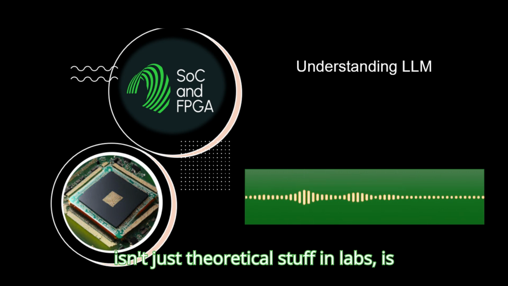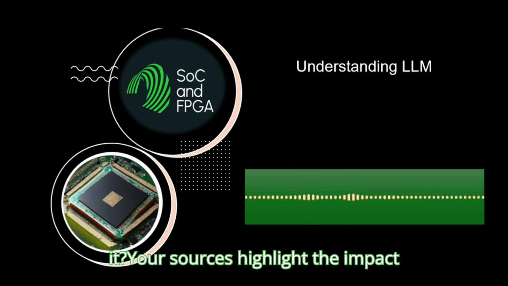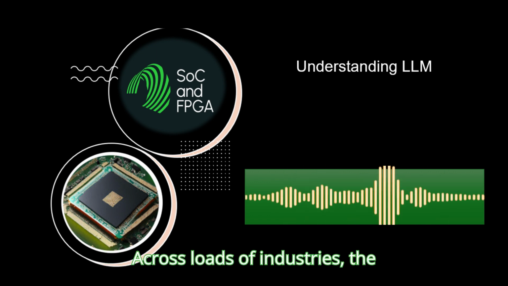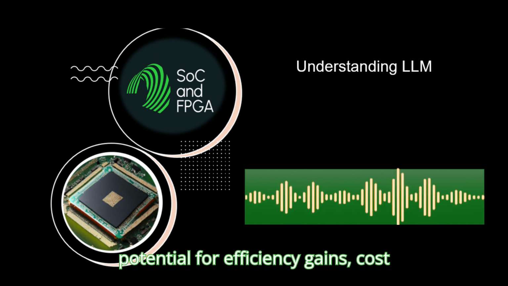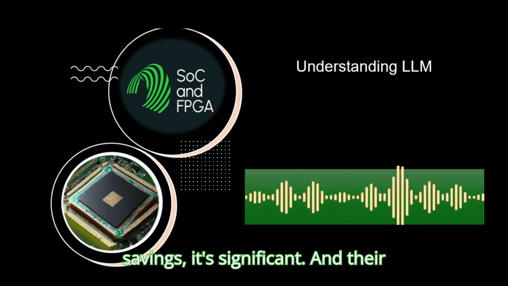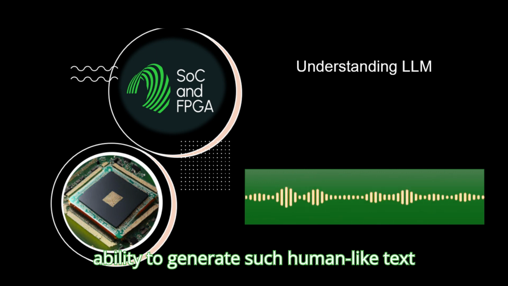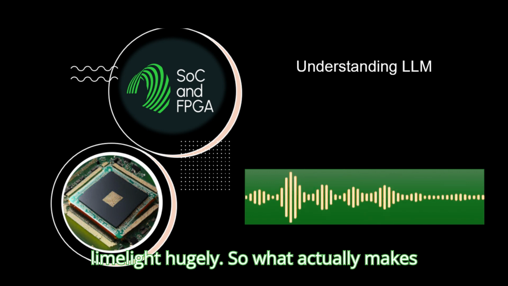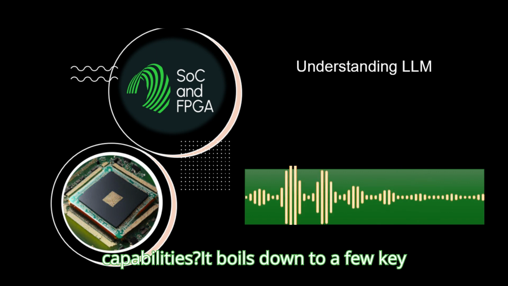And this isn't just theoretical stuff in labs, is it? Your sources highlight the impact they're already having. Oh, definitely. Across loads of industries. The potential for efficiency gains, cost savings, it's significant. And their ability to generate such human-like text has really pushed generative AI into the limelight. Hugely. So what actually makes them tick? What gives them these capabilities?